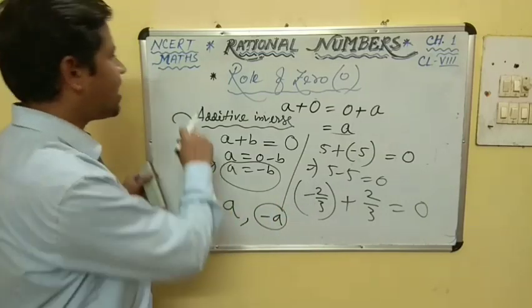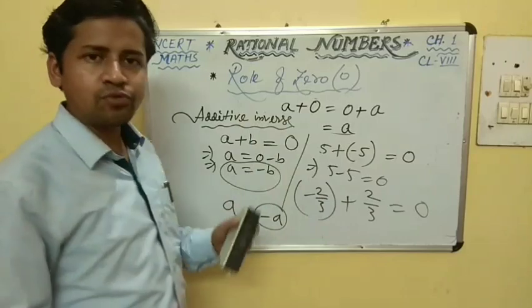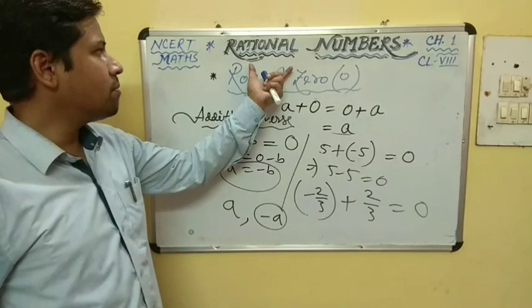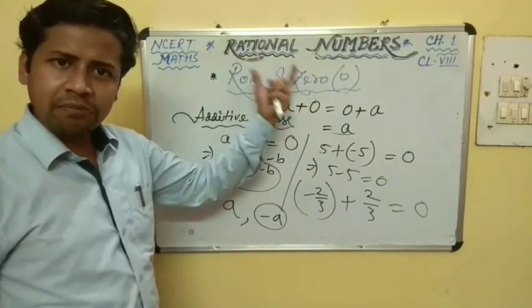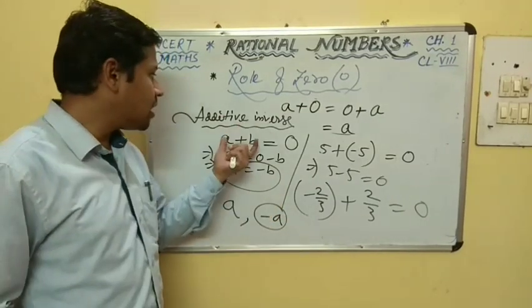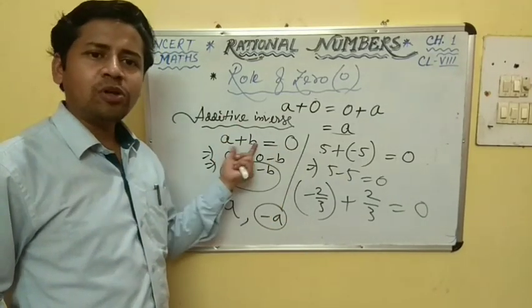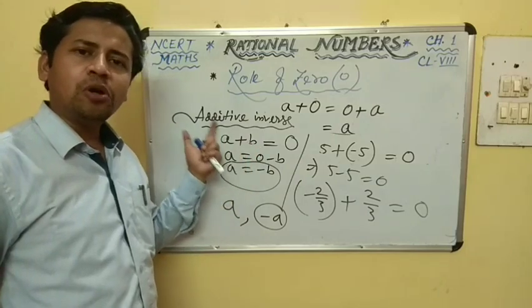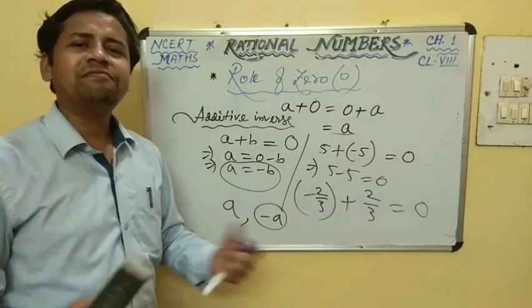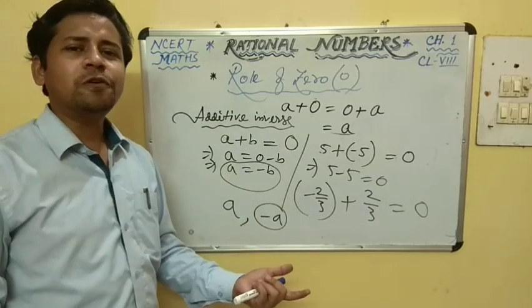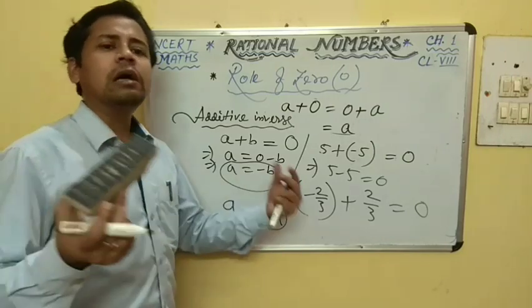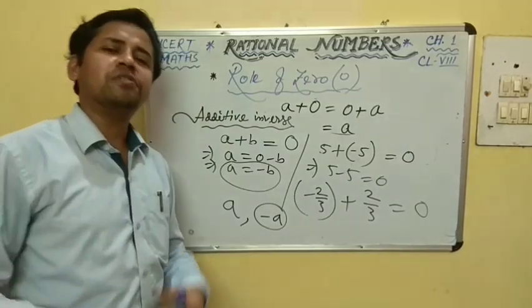So I think it is clear what we mean by the additive inverse and the additive identity. In case of rational numbers, the additive identity is 0, and if any two rational numbers are added in such a manner that the addition gives 0, then both of them are additive inverses of one another, such as 5 and minus 5. 5 minus 5 is equal to 0. 6 minus 6 is equal to 0. That means 6 is the additive inverse of minus 6, or minus 6 is the additive inverse of 6.